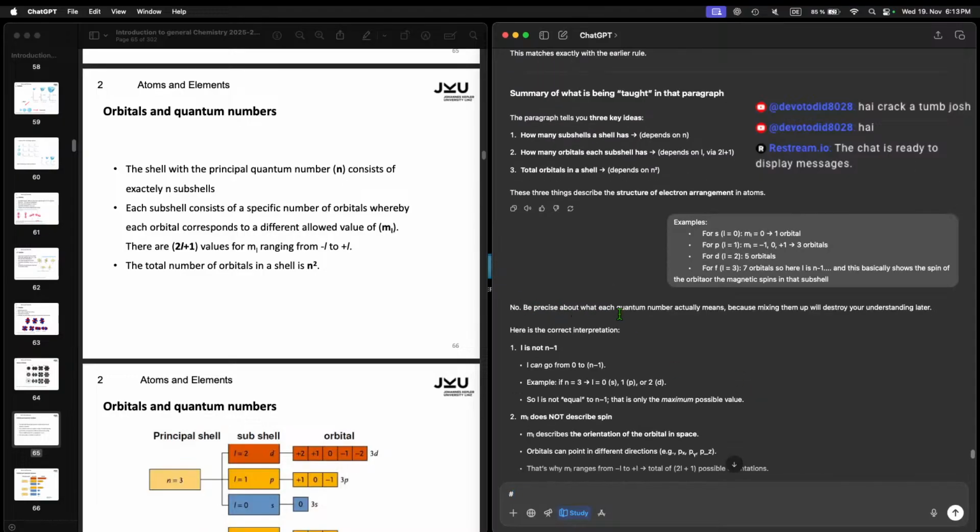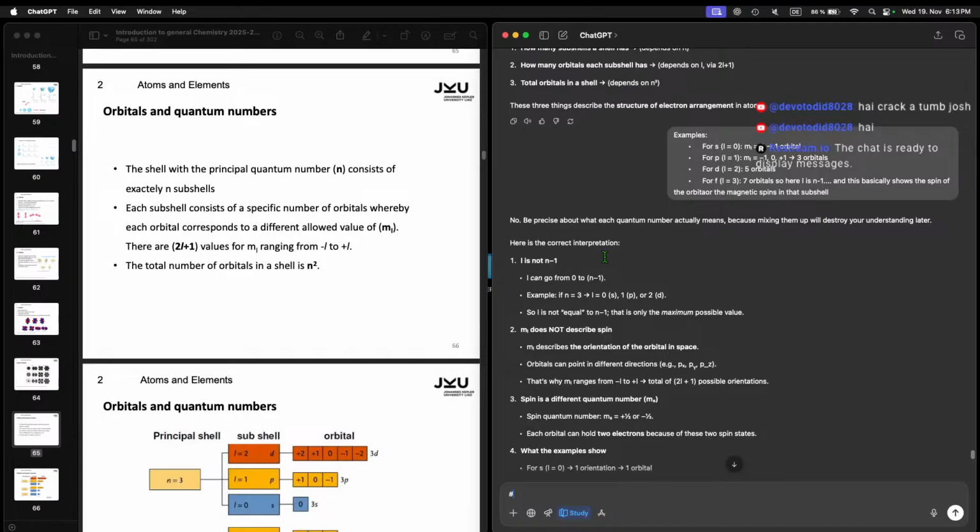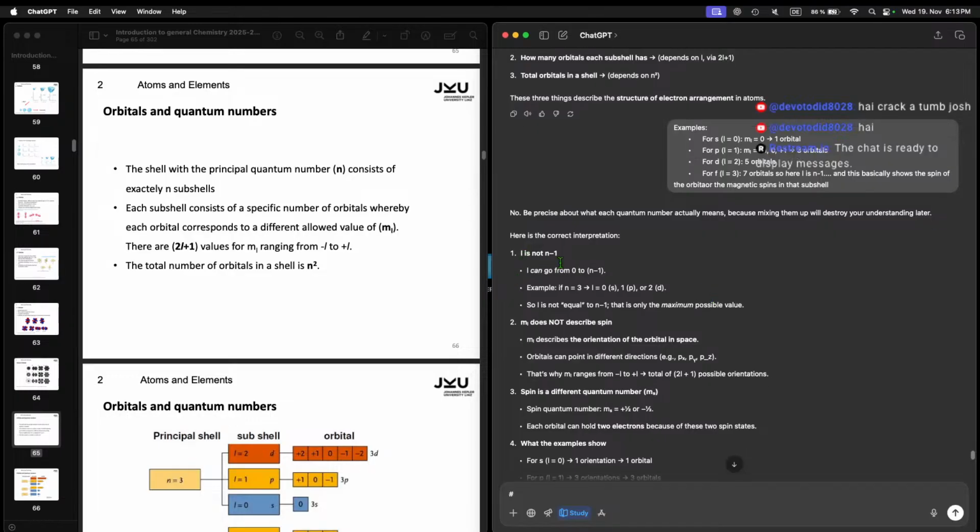Be precise about what each quantum number actually means, because mixing them up will destroy your understanding later. Damn. ChatGPT is telling me to be precise, okay? Here's the correct interpretation. l is not n minus 1. l can go from 0 to n minus 1. Oh, okay. Example, if n equals 3, l equals 0, 1, 2. It's not equal to n minus 1, it's just the maximum possible value. Wait. What?